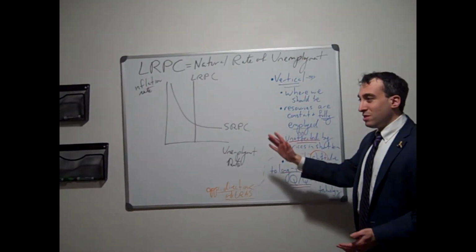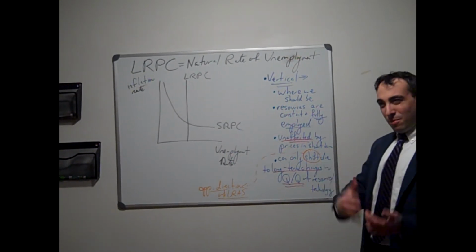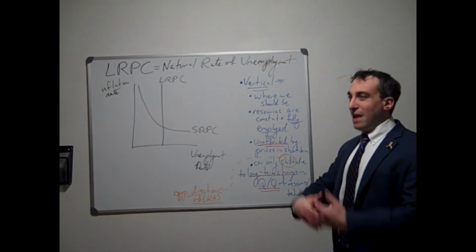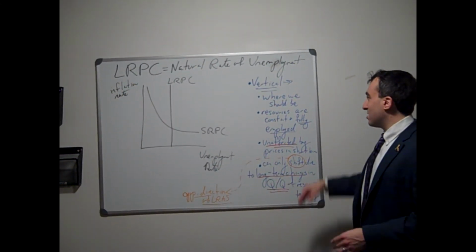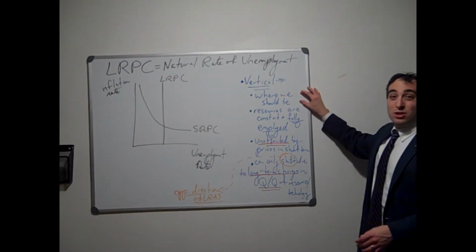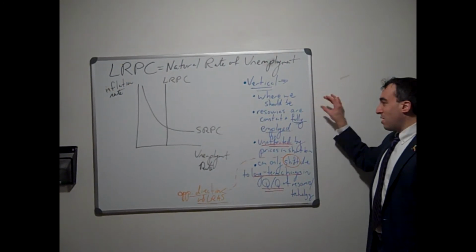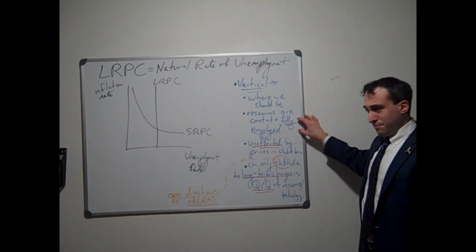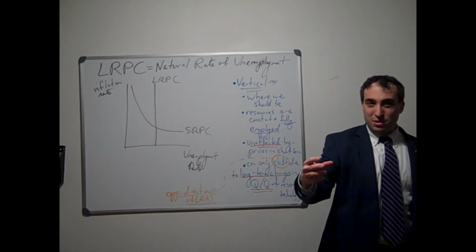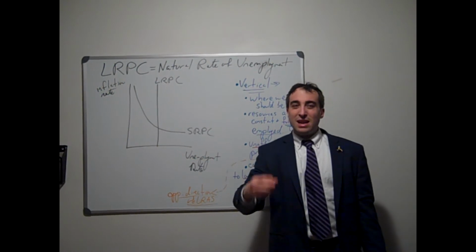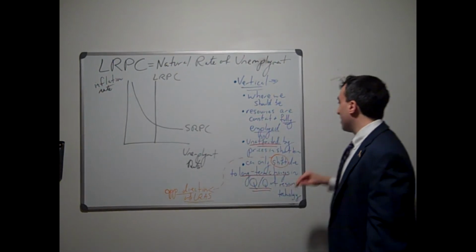That verticalness shows us several things, just like the verticalness of the LRAS. The LRPC, the LRAS and the PPC are all the same things, just for different sets of visualizations. So the verticalness shows us, one, it is where we should be, because resources are constant and they are fully employed. We would not be at the natural rate of unemployment if resources were not fully employed. And remember, full employment does not equal 0% unemployment, it equals the natural rate of unemployment.